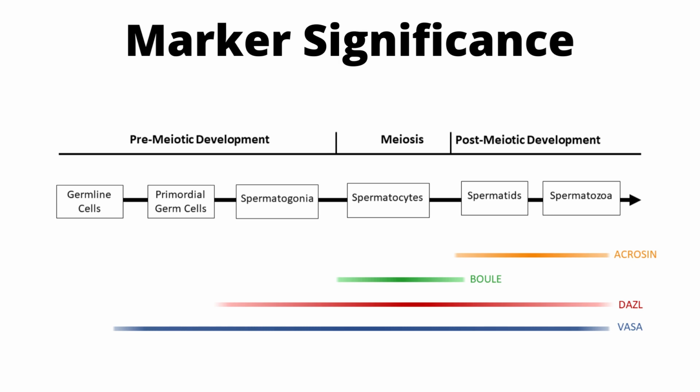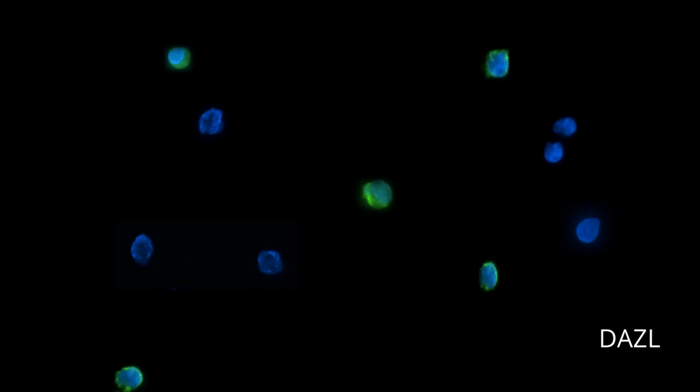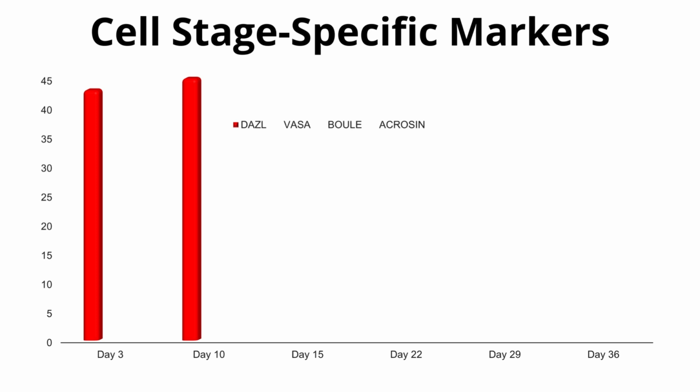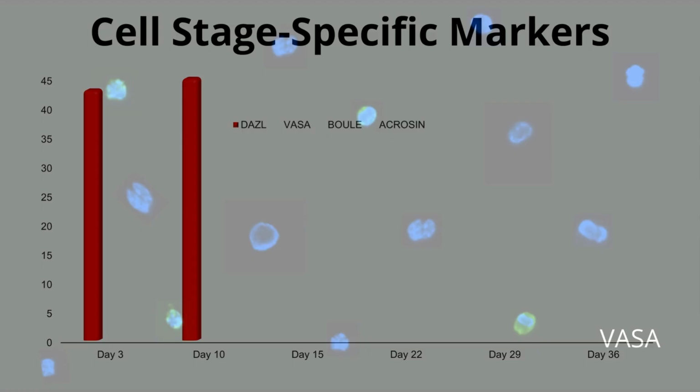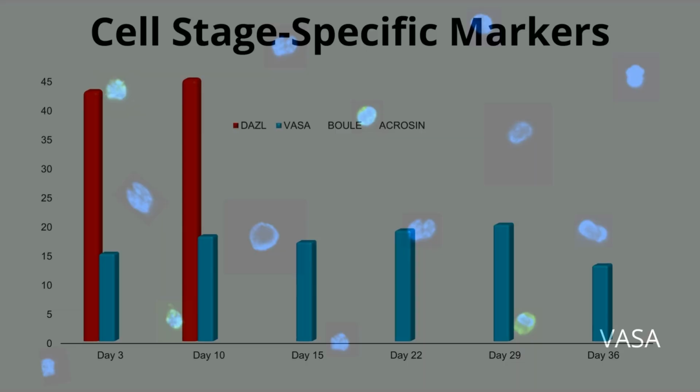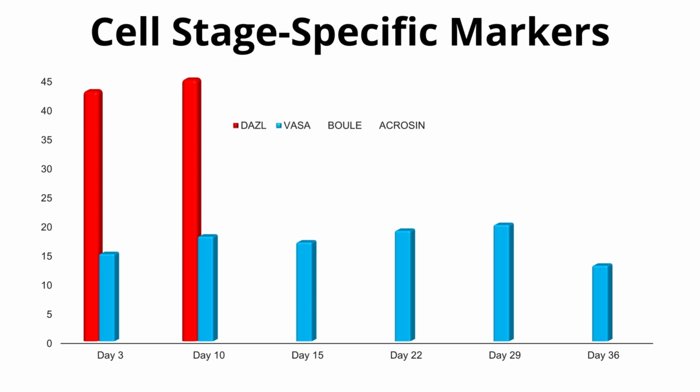Expression of genetic markers DAZL, VASA, BOLL, and acrosin were assessed after various points of exposure to the PGCLC media. DAZL signifies differentiation into spermatogonium-like cells and was found to be expressed by 43% of cells on day 3 and 45% of cells on day 10. VASA, which is expressed by spermatocytes, peaked on day 29 with an expression rate of 20%.